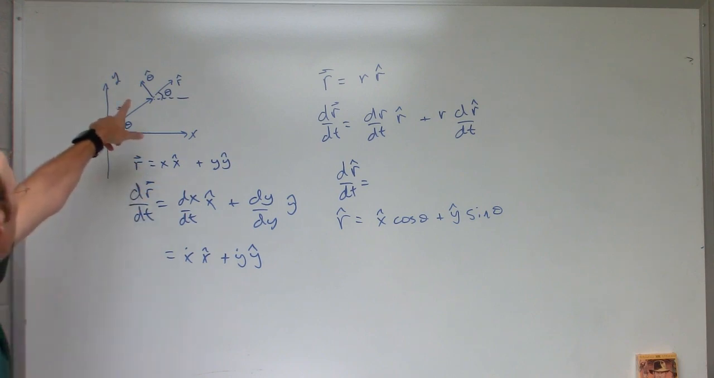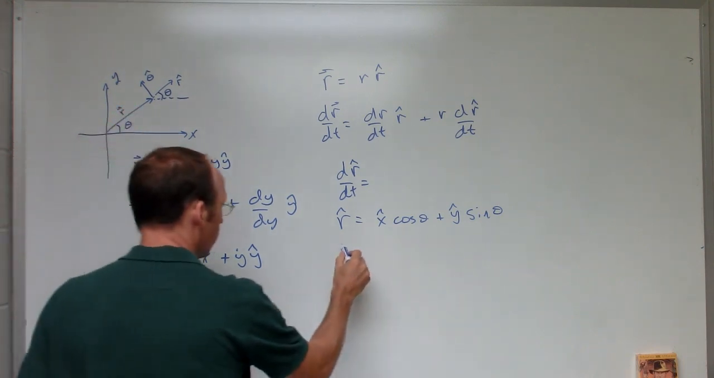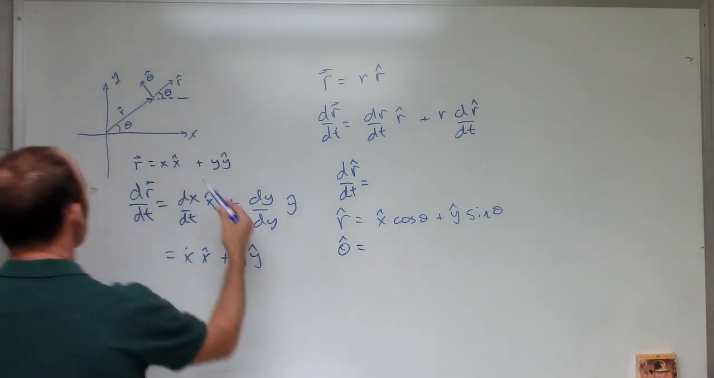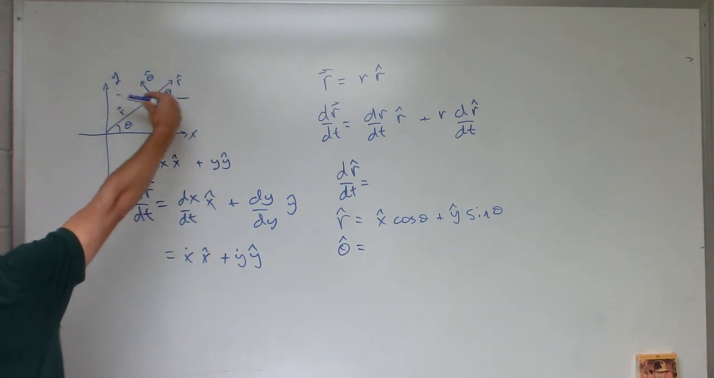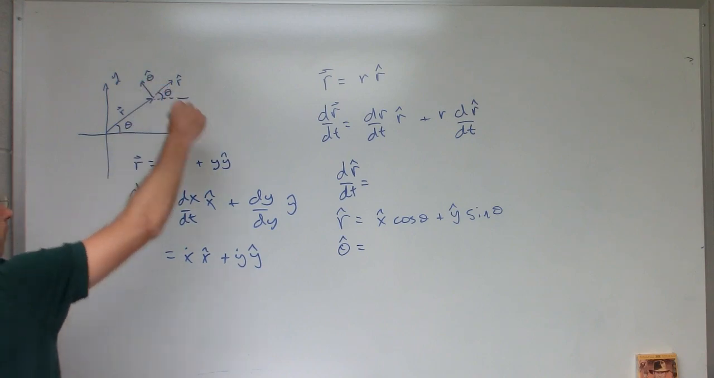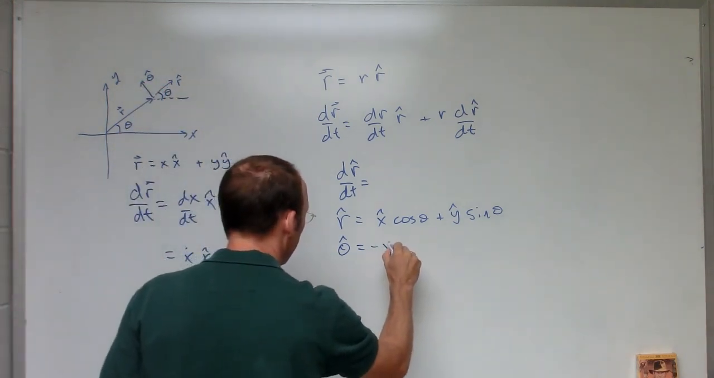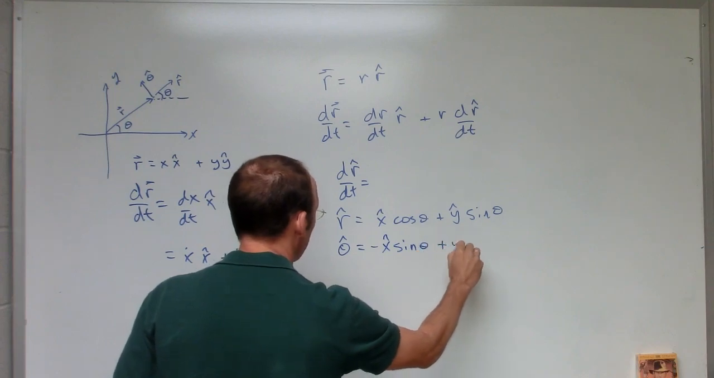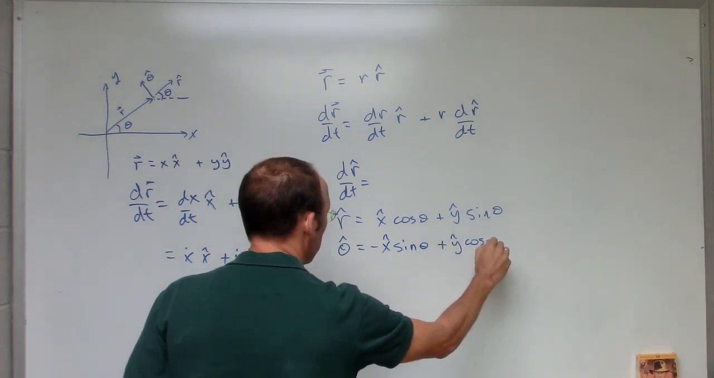Now I can write a unit vector for theta hat in terms of polar coordinates. You can play around with it. You can see its x coordinate is in the negative direction in this case, and it depends on the sine of the angle. So this is actually negative x hat sine theta plus y hat cosine theta.